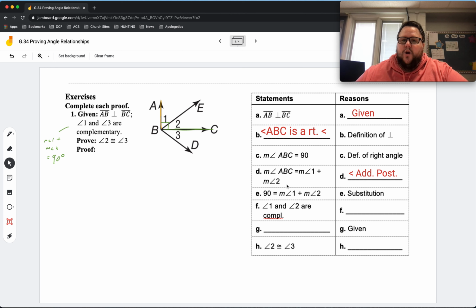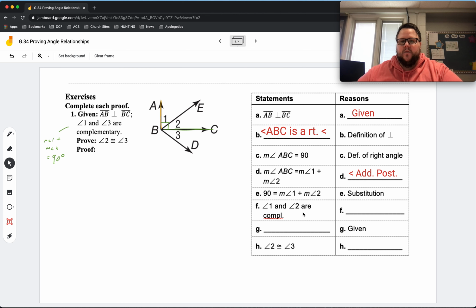So we know again that ABC equals 90, so instead of saying the measure of angle ABC equals the measure of angle 1 plus the measure of angle 2, we're going to change ABC into 90. 90 equals the measure of angle 1 plus the measure of angle 2, and that's substitution.